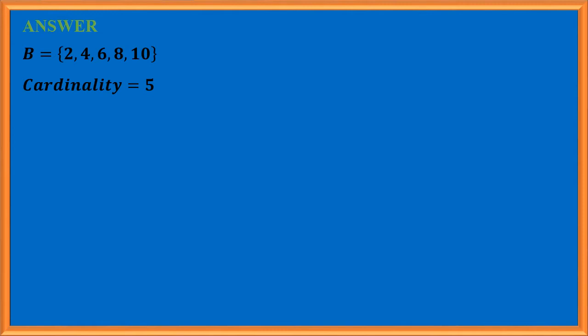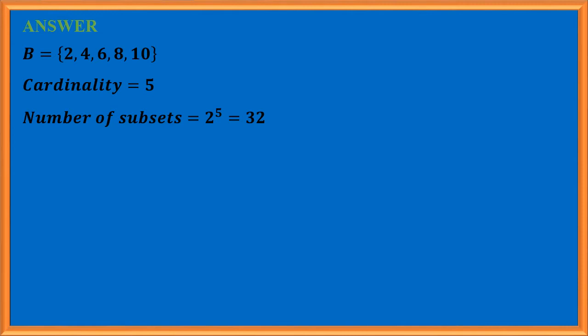Then to find the number of subsets, the cardinality becomes an exponent of base 2. So we'll have the number of subsets equal to 2 power 5, which will be equal to 32. So we have 32 subsets for set B.